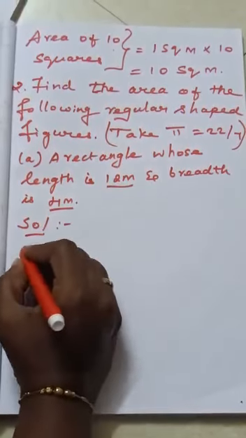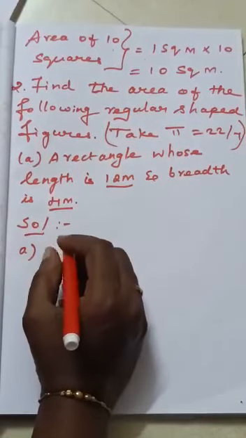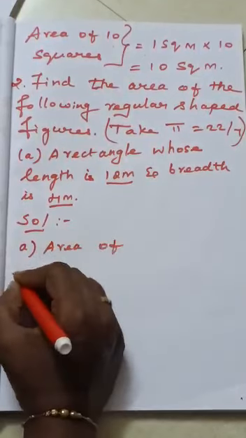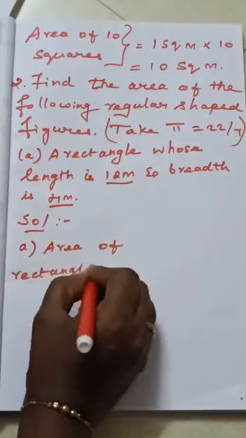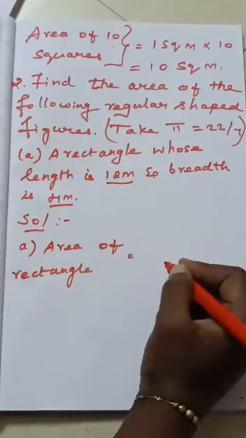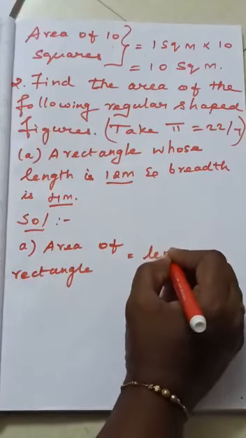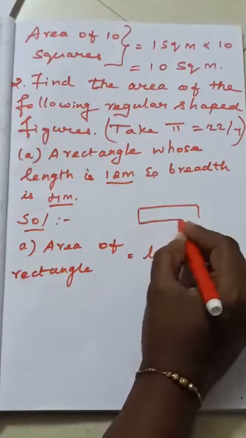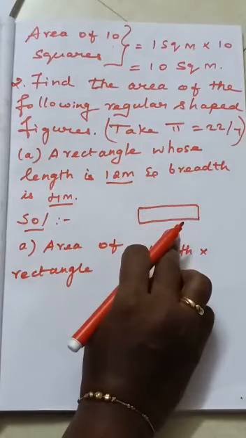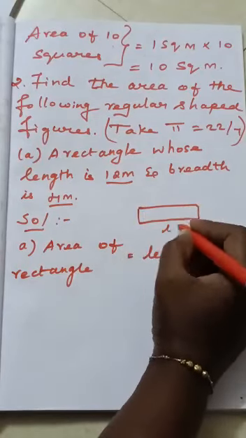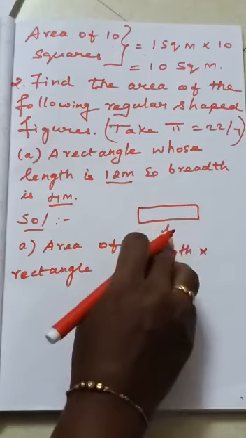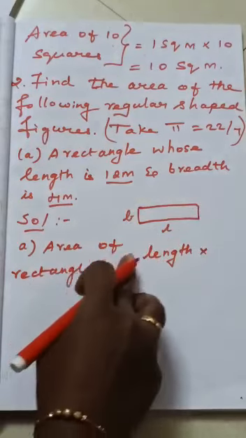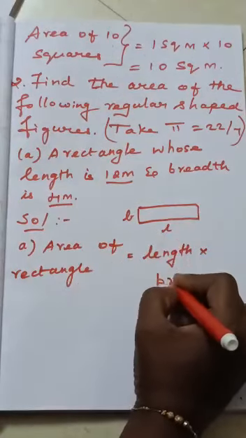First, in A option, what are we going to calculate? Area of rectangle, right? Area of rectangle is equal to, what is the formula actually? Length into breadth, isn't it? Area of rectangle, I hope you remember this picture, isn't it? What is this actually? Rectangle. In this area of rectangle, what we are going to find is length as well as breadth, right? So the formula is: area of rectangle is equal to length into breadth, right?